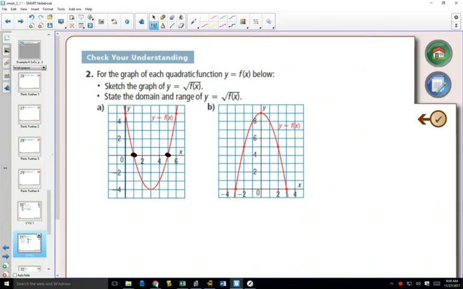Are there any points where the y values are equal to 1? Yes. We've got a y value equal to 1 there, and a y value equal to 1 there.